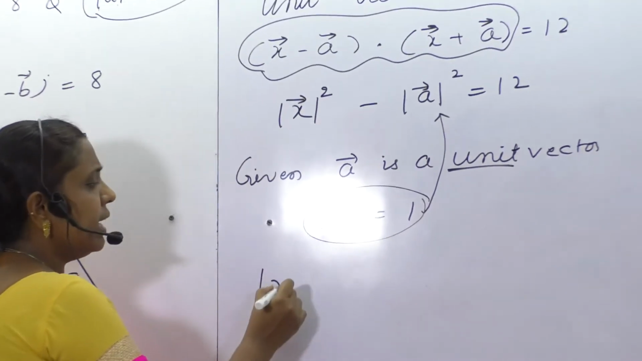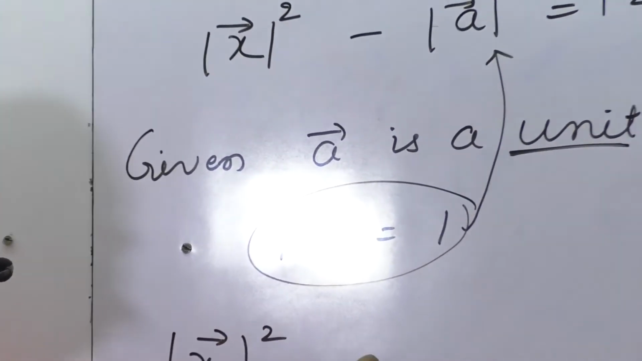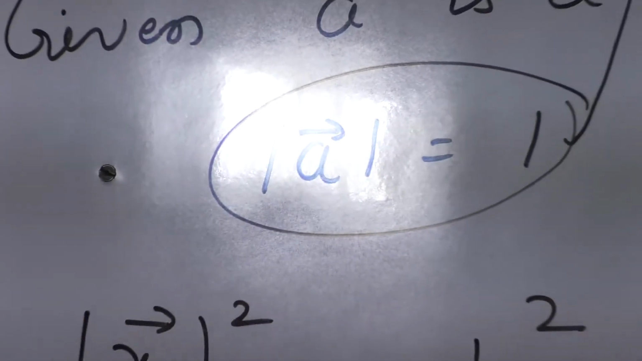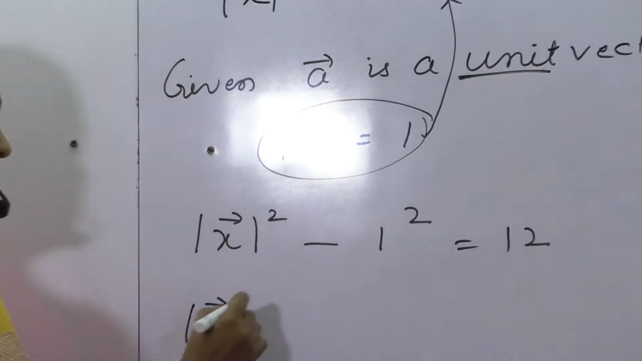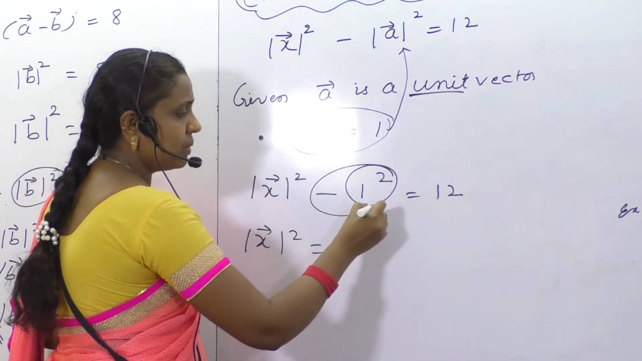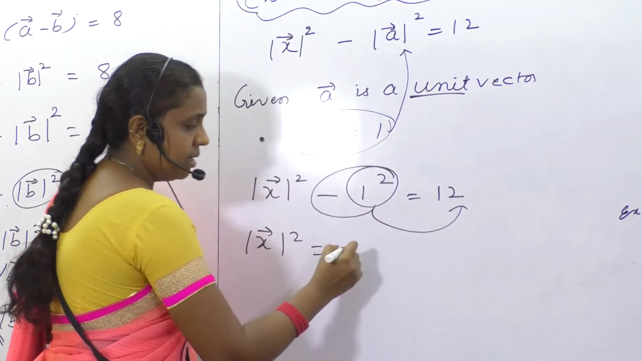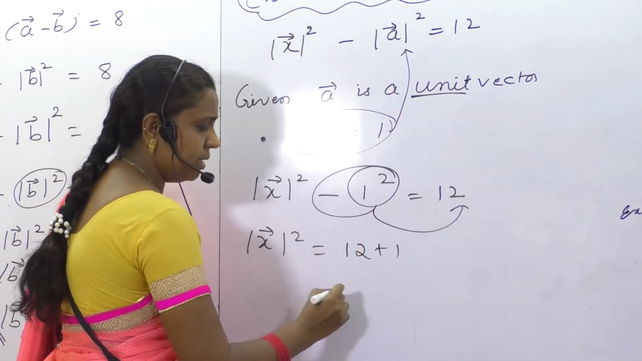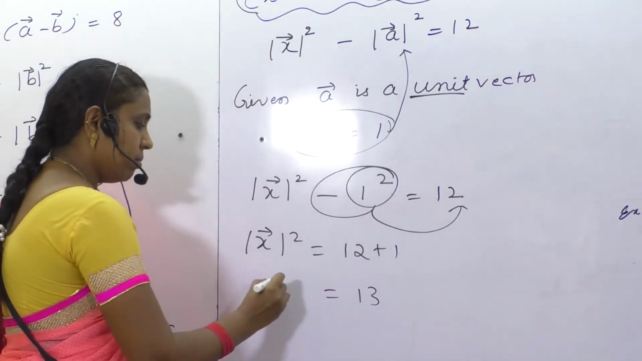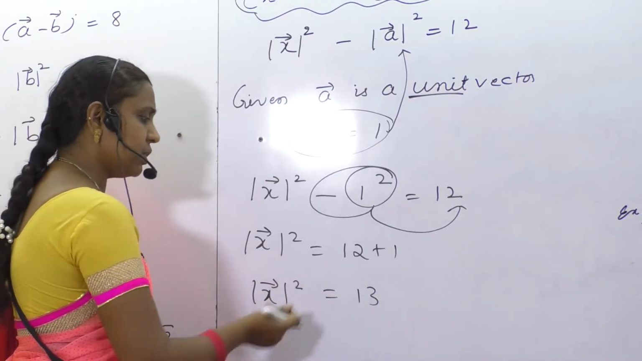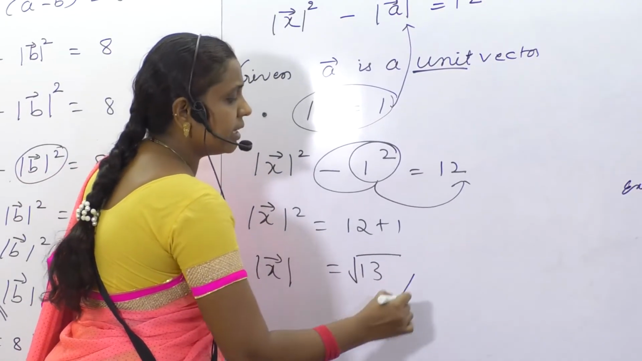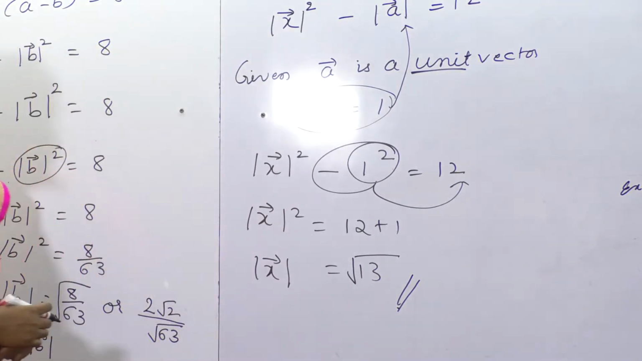What are we going to get? Magnitude x square minus 1 square is equal to 12. So magnitude x square is equal to, taking the 1 to this side, 12 plus 1, which is equal to 13. So magnitude x square is equal to 13 means magnitude x is equal to what? Root 13. That's it.